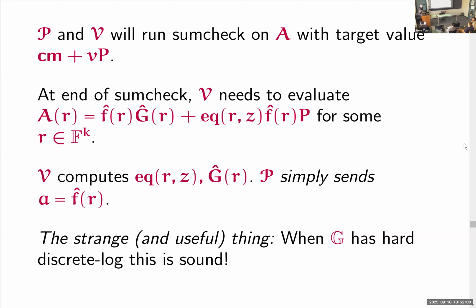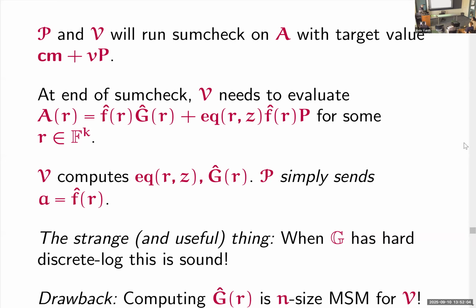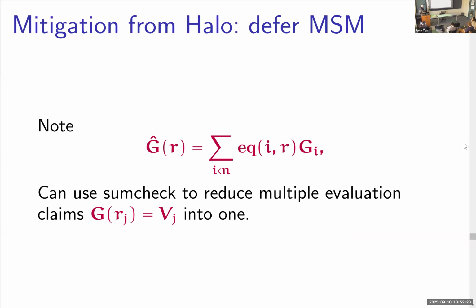How can the verifier compute G of R efficiently? Exactly. Great question. So here you exactly point out the drawback of the classical IPA: computing G of R is a size n MSM for the verifier. Specifically, this is what G of R looks like.